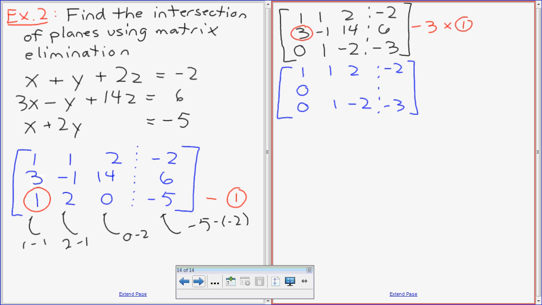Okay, so what I'm going to do is multiply the first row by -3 and add it to the second row. So 1 times -3 is -3. -3 plus -1 should be -4. Okay on that logic, Nathan? You're sort of following what we're doing here? Same thing then. -3 times 2 is -6. -6 plus 14 should be 8. And then -3 times -2 is 6, so 6 plus 6 is 12.